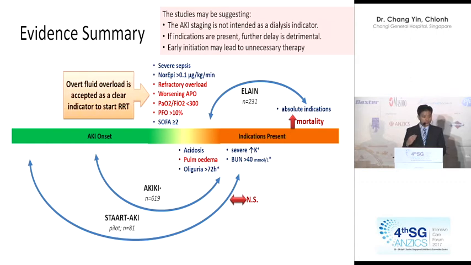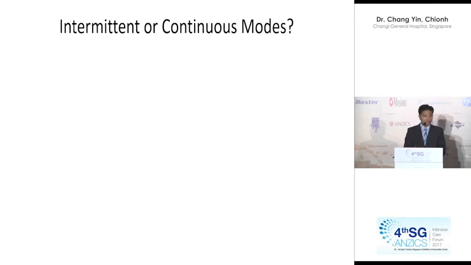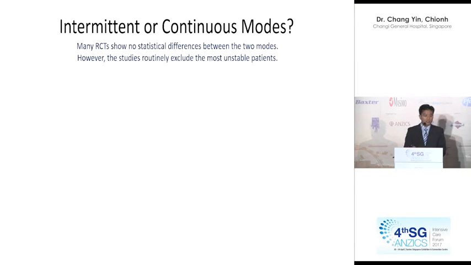So in terms of this, it suggests that overt fluid overload, refractory to treatment, is actually accepted as a clear indicator for us to start RRT. So in terms of timing, the fluid status is actually one important parameter to look at. How about intermittent versus continuous modes?